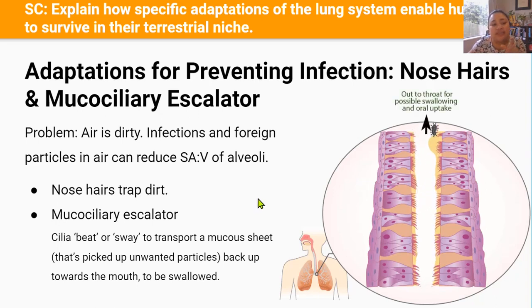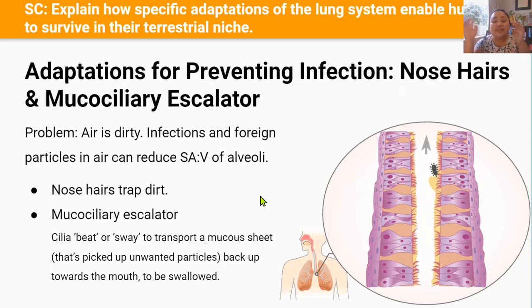Mucociliary, the ciliary part, refers to the ciliated cells lining the trachea and the bronchi. These ciliated cells have finger-like projections that can literally move. They can sway like this. These finger-like projections are called cilia, and they beat or sway to transport a sheet of mucus that's collected infectious organisms or other unwanted particles from the air.